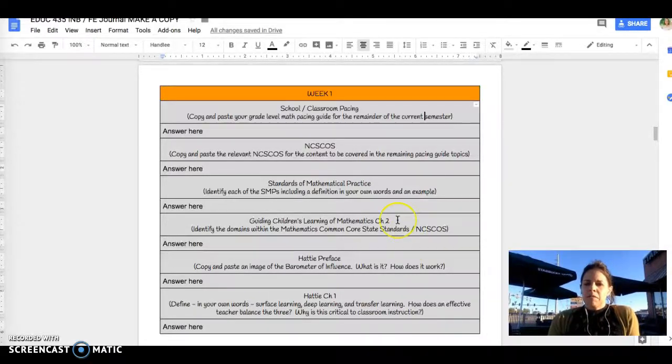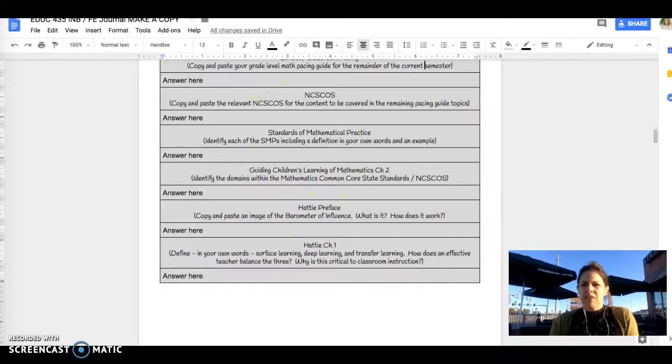The next piece is going to be Guiding Children's Learning of Mathematics, Chapter 2. And so once you have this textbook, I want you to specifically look in Chapter 2 for the domains within the Common Core State Standards. So most likely, those domains are also going to be the categories in your pacing guide. Not always. Sometimes pacing guides are more specific, but usually those domains are what is listed in your pacing guide. So in Chapter 2, take a look at that. Identify those domains here and just kind of list them out.